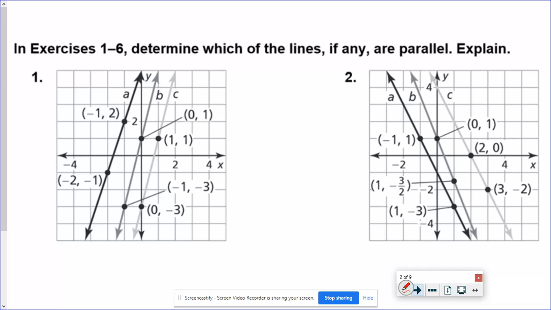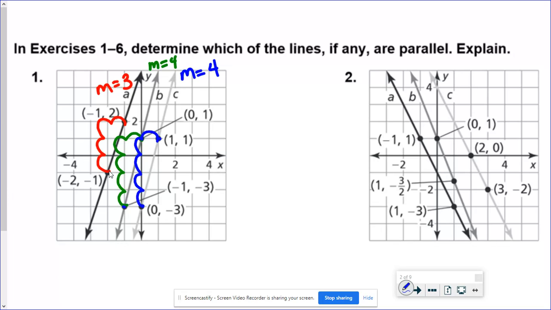The slope of line A is 1, 2, 3 over 1. So this is a slope of 3. For line B, my slope is 1, 2, 3, 4 over 1, or just 4. And for line C, 1, 2, 3, 4 over 1. So lines B and C have the same slope, and you could even see with where the points were that they were going to line up pretty nicely. So lines B and C are parallel.